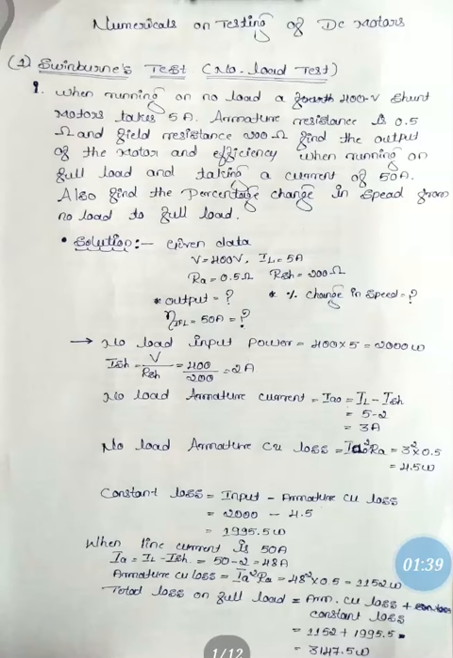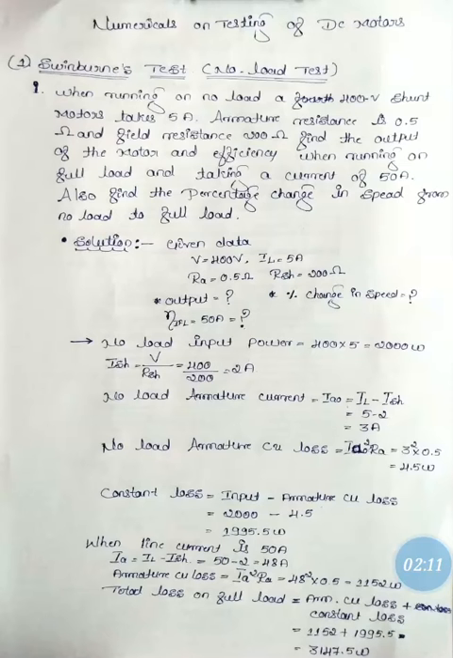In the Swinburne test, the motor under test is run under no load condition. So some no load data is given, and then we load the motor with some specific current. For that specific current we need to calculate the output of the motor as well as the efficiency of the motor, and even the percentage change in speed from no load to full load.